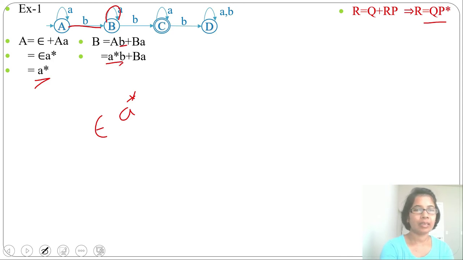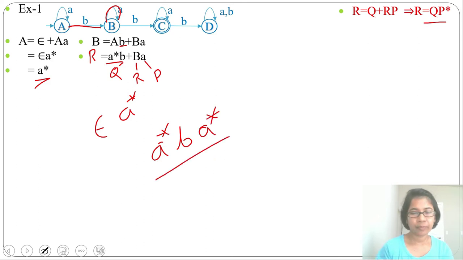Now what is R? R is B, then A star B is our Q, this B is our R, and this A is our P. We will write it in Q P star. What is Q? Q is A star B, then what is P? P is A, so it will be A star. Just write this value. It will be A star B A star.